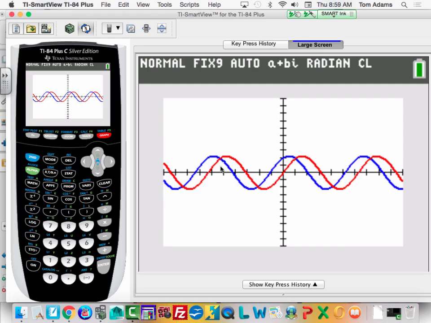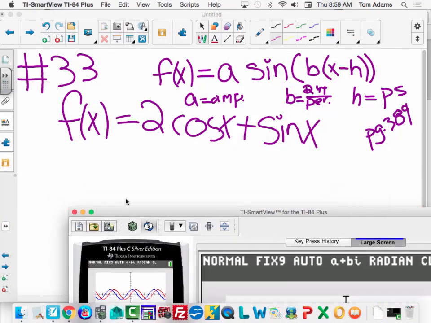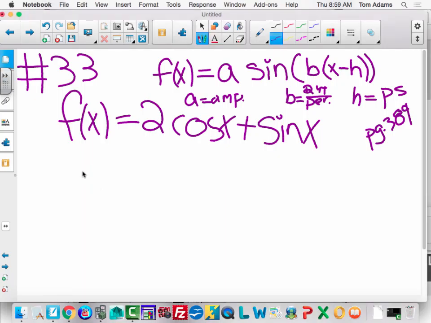The next step in that process is to determine what h is, which is the phase shift, and what b is. Now, I have to find the phase shift in order to find the period. So let's write some stuff down here on this screen. A is equal to 2.236.